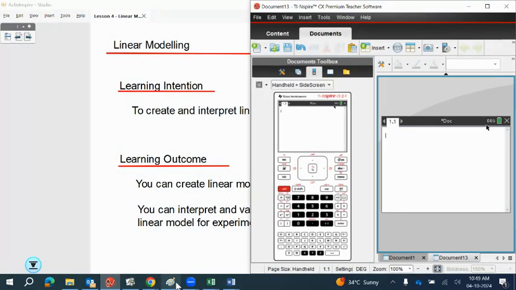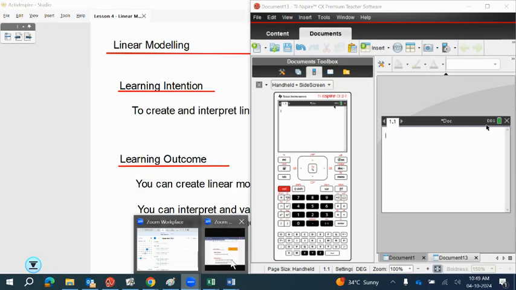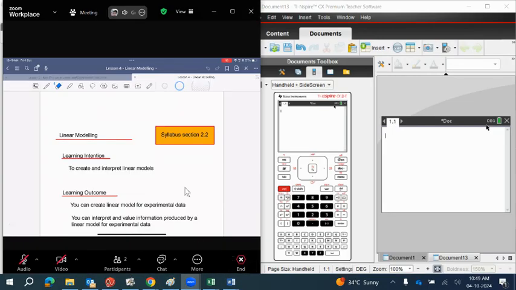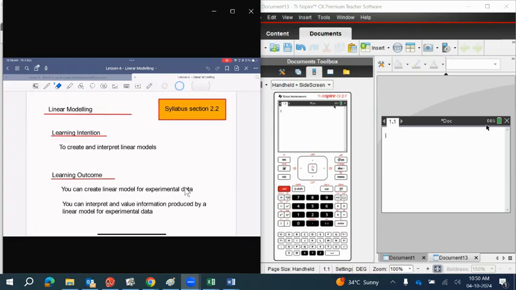Okay, so let's have a look at what we're looking at today. Today we're looking at linear modeling. One of our goals today is to be able to create and interpret linear models. And the other important goal today is to be able to extract information that you can interpret and value information produced by a linear model.